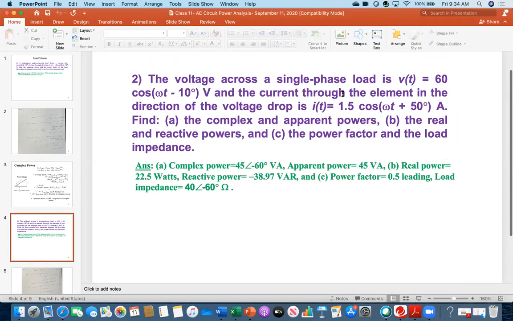The voltage across a single phase load is v(t) equals 60 cosine of this volt, and the current through the element in the direction of the voltage drop is i(t) this ampere. Then find the complex and apparent powers, the real power, reactive power, the power factor and the load impedance. Many questions: complex power, apparent power, real power, reactive power, power factor, load impedance. Everything is being asked in this problem. Again, I have written down the answers, so everybody will now see the solution.